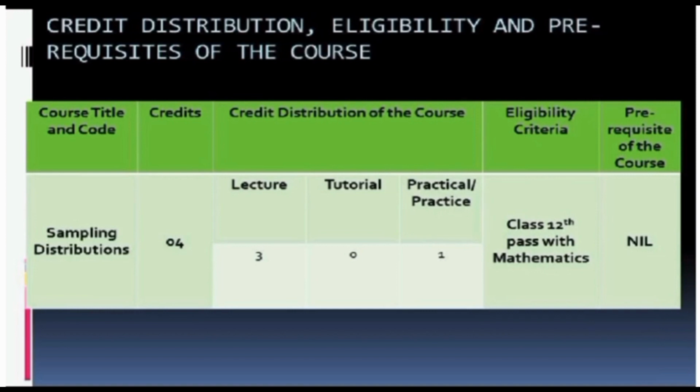The credit distribution, eligibility, and prerequisites of the course are: it is a 4-credit course with 3 credits going to lecture and 1 for practical. For this particular course, you must have passed class 12th with mathematics.